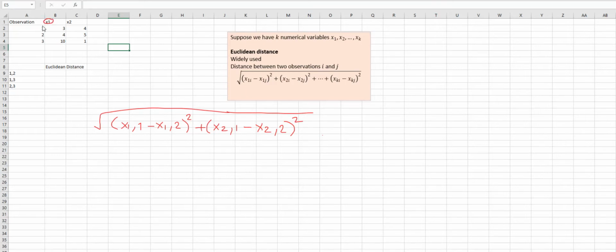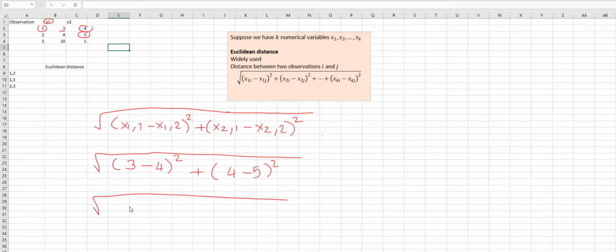So here x1 of observation 1 is 3. In square root, 3 minus x1 of observation 2, which is 4, square, plus x2 of observation 1, which is 4, minus x2 of observation 2, which is 5, and then square. In square root, 3 minus 4 is minus 1, plus 4 minus 5 is minus 1, and square. So that is equal to, in square root, 1 plus 1, or square root of 2, which is close to 1.41. This is the Euclidean distance between observations 1 and 2.